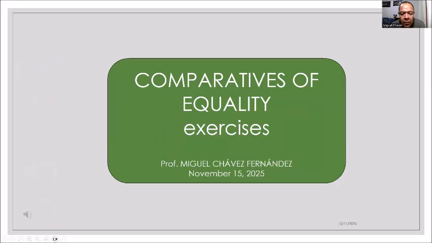When we want to say that two things are the same in some way, we use comparatives of equality. The basic structure is as plus adjective or adverb plus as. We can also use the negative form to show difference. Now let's practice using this structure to compare people, places, and actions in fun and meaningful ways.